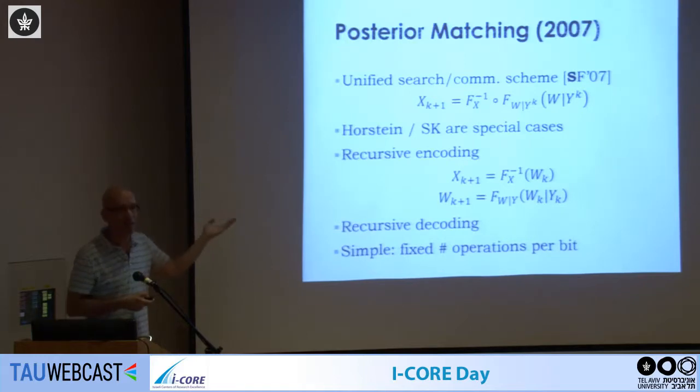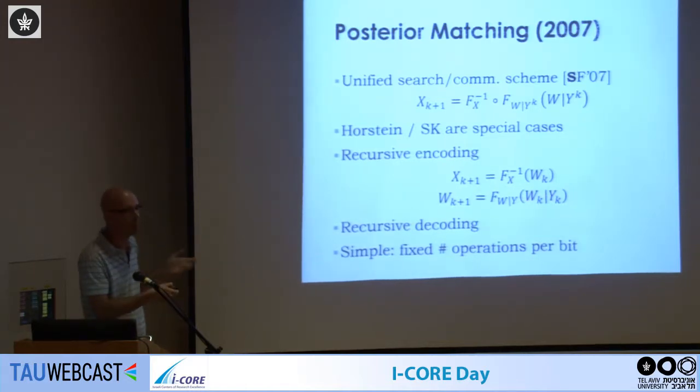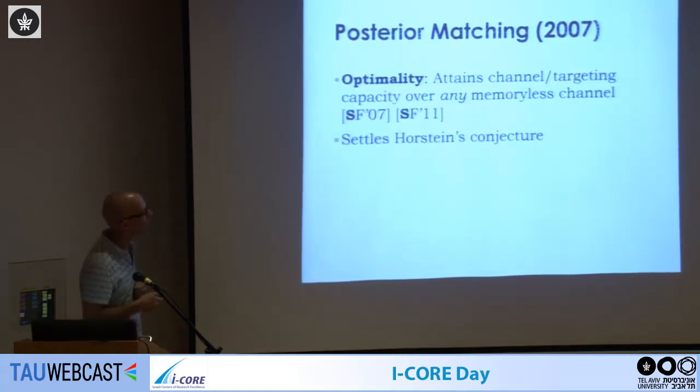The nice thing about this is that there is a recursive encoding for it. So you can actually break down this big formula and come up with a very simple recursive structure. So basically you have this state variable W, which is sort of an adapted message, and you keep applying this function to it depending on what you observe, and that is very simple and keeps going like that. And there's also recursive decoding. It's a very simple scheme to encode and decode. Of course, the nice thing is that it's not only simple and elegant, it's also optimal.